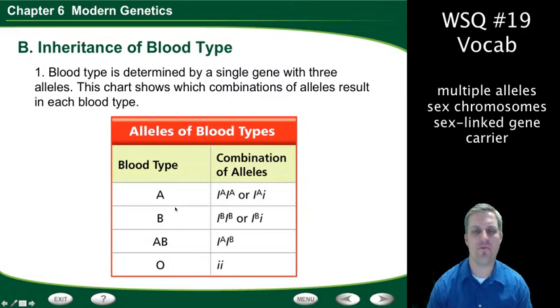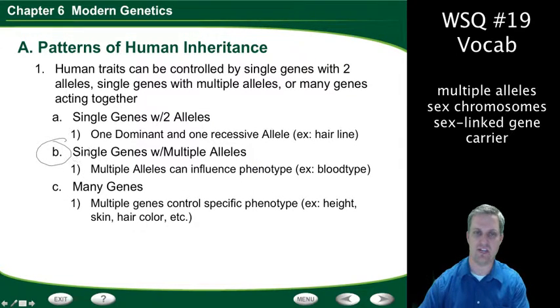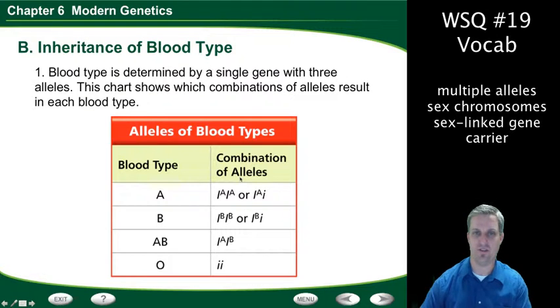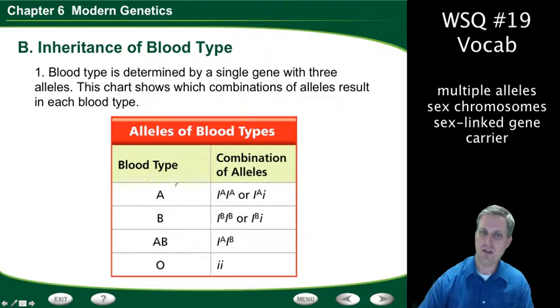Now, before we move on, I want to take a minute and talk about the inheritance of our blood type. In this classification, blood type is this second one: single genes with multiple alleles. A couple things I want to show you. First of all, we can see that there are four different blood type choices. A person can be A, a person can be B, a person can be AB, a person can be O. Now, so you guys are aware, there's actually more to that.